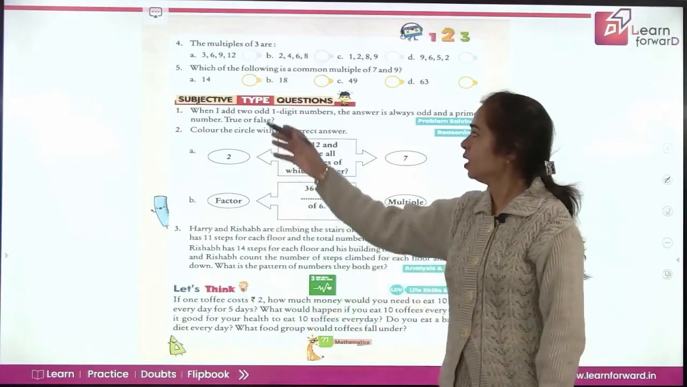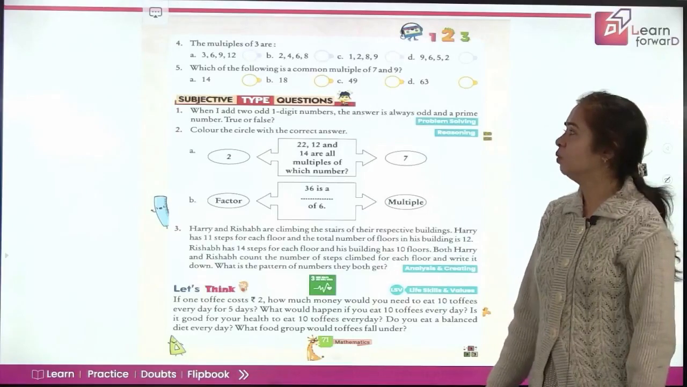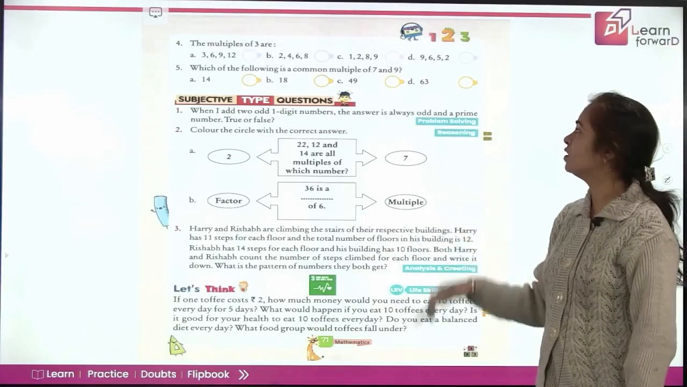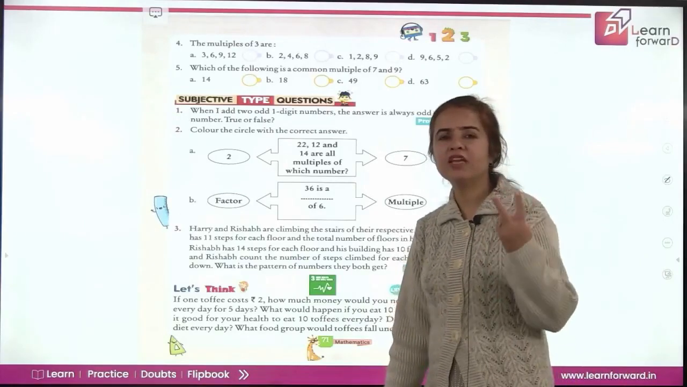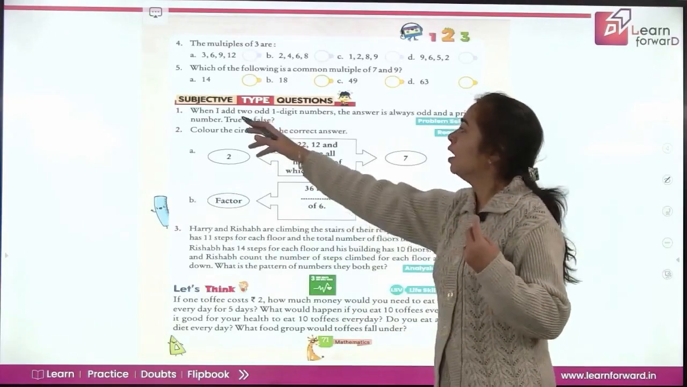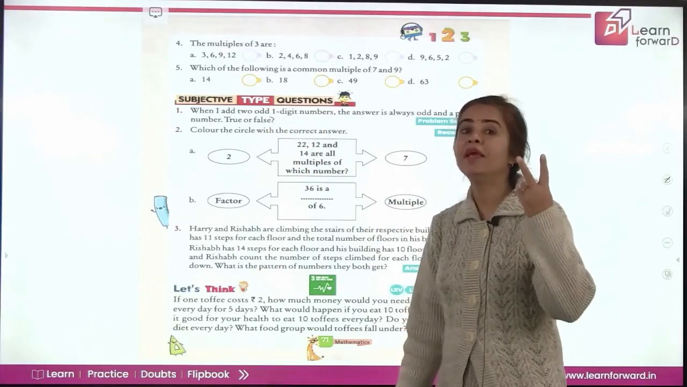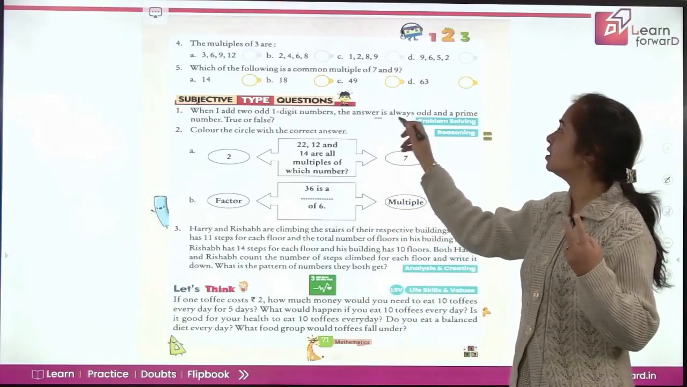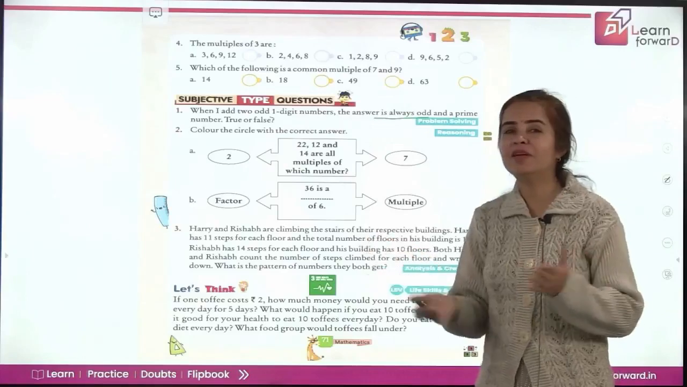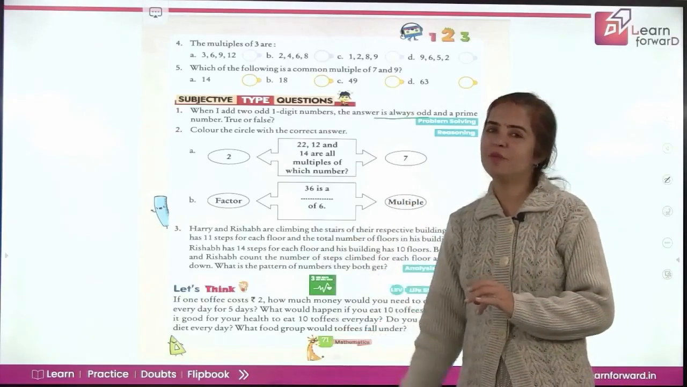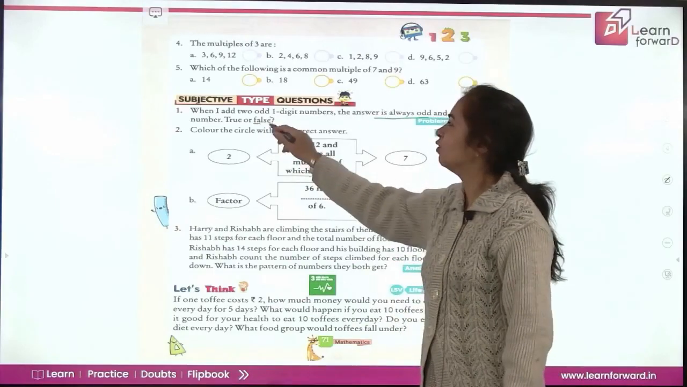Okay. Now, subjective type questions. When I add two odd one-digit numbers, the answer is always odd and a prime number. Is it true or false? You can quickly check. Let's take any two odd numbers. So, two odd one-digit numbers, 3 and 5. What is the sum? 8. What are they saying? The answer is always odd. No, it is even. And when a number is even, it cannot be prime except for 2. Okay. So, this is false.